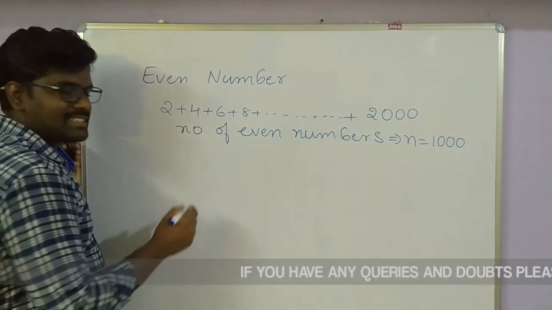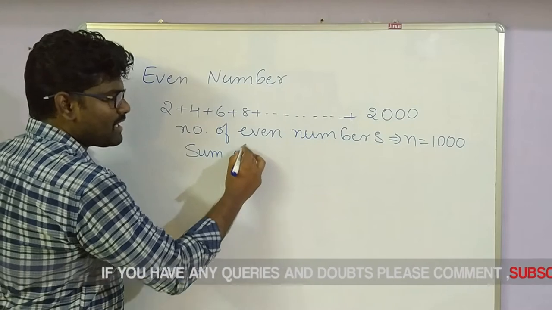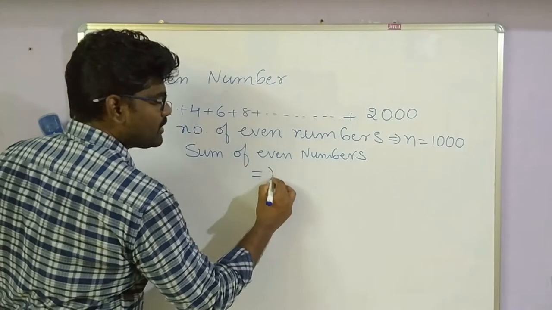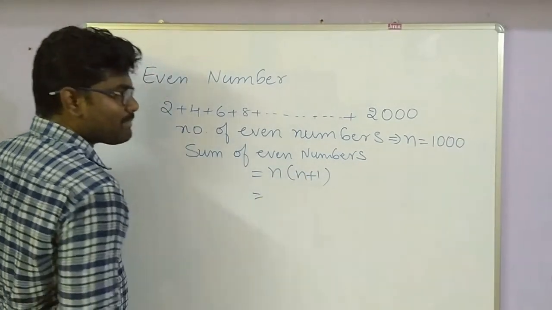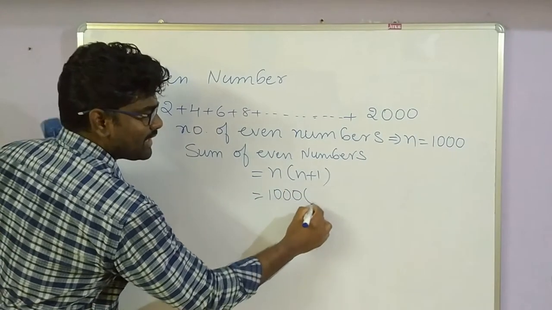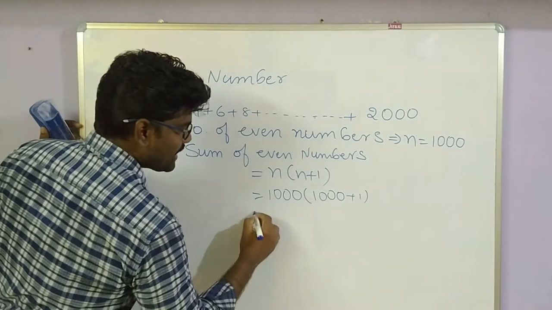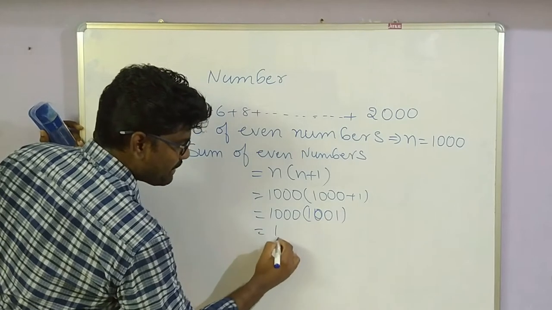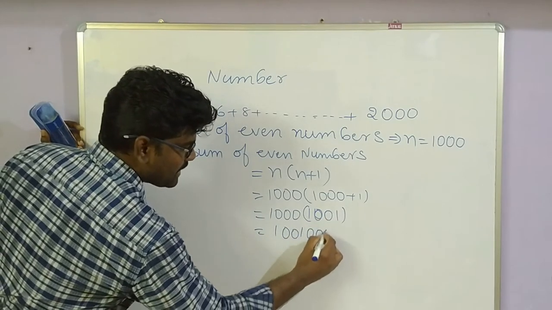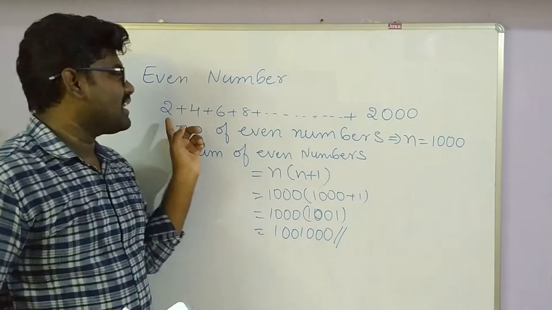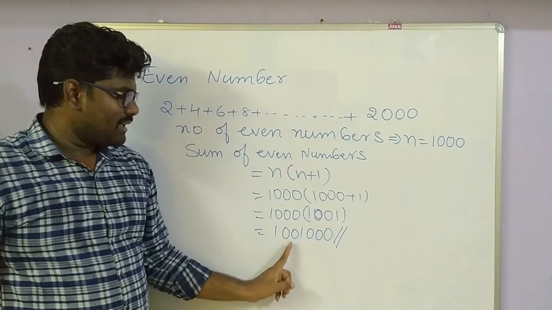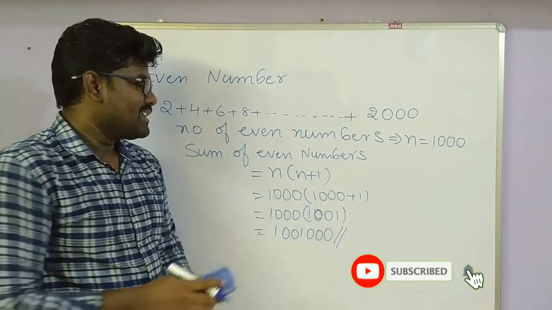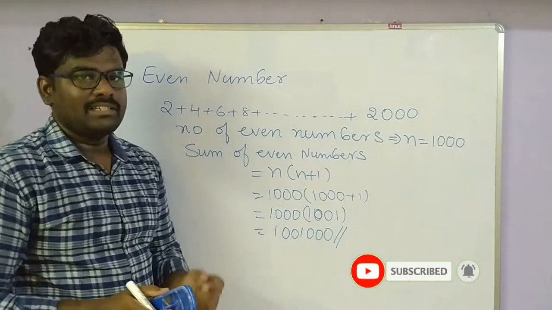We know the sum of even numbers is equal to n into n plus 1. The n value is 1000, so 1000 into 1000 plus 1, that is 1000 into 1001. When you multiply these two, we get 1001000. This is the answer when you add all these even numbers.